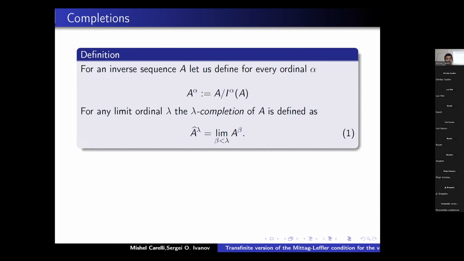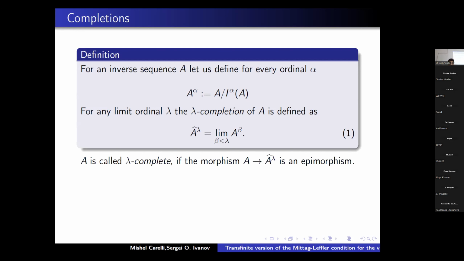Okay, the next definition is completion. First, we'll define the object that we call A alpha. For an inverse sequence A, and for any ordinal alpha, we'll define A alpha as just the sequence of factor groups of A by I alpha of A. And for any limit ordinal lambda, the completion is the limit of A beta for beta less than lambda. So basically, we just take the limit of the inverse sequences, taken in each member.